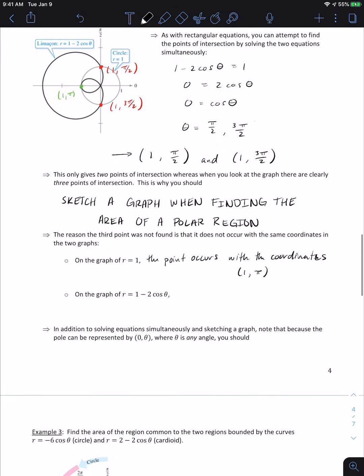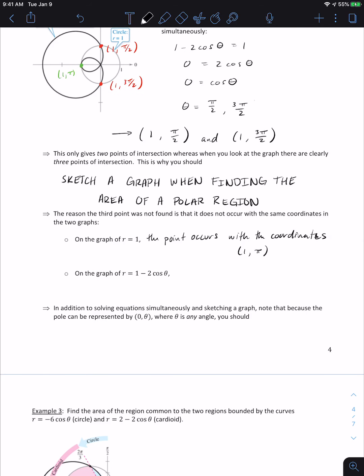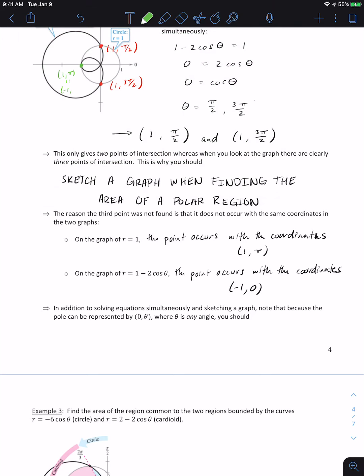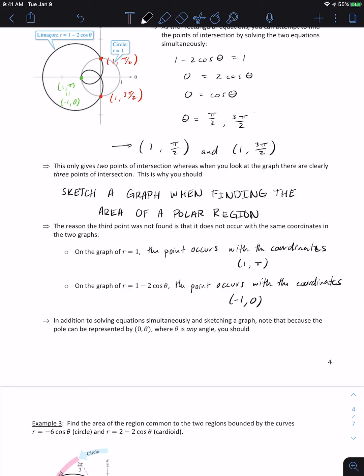However, when I'm on the graph of r equals 1 minus 2 cosine of theta, the point occurs with the coordinates -1, 0. Right? So this point is also -1, 0, because 0, remember, is just this angle that is the x-axis. But when I put the -1, that means go in the opposite direction. And so that's why I get that point there. So that is another representation of that same point.